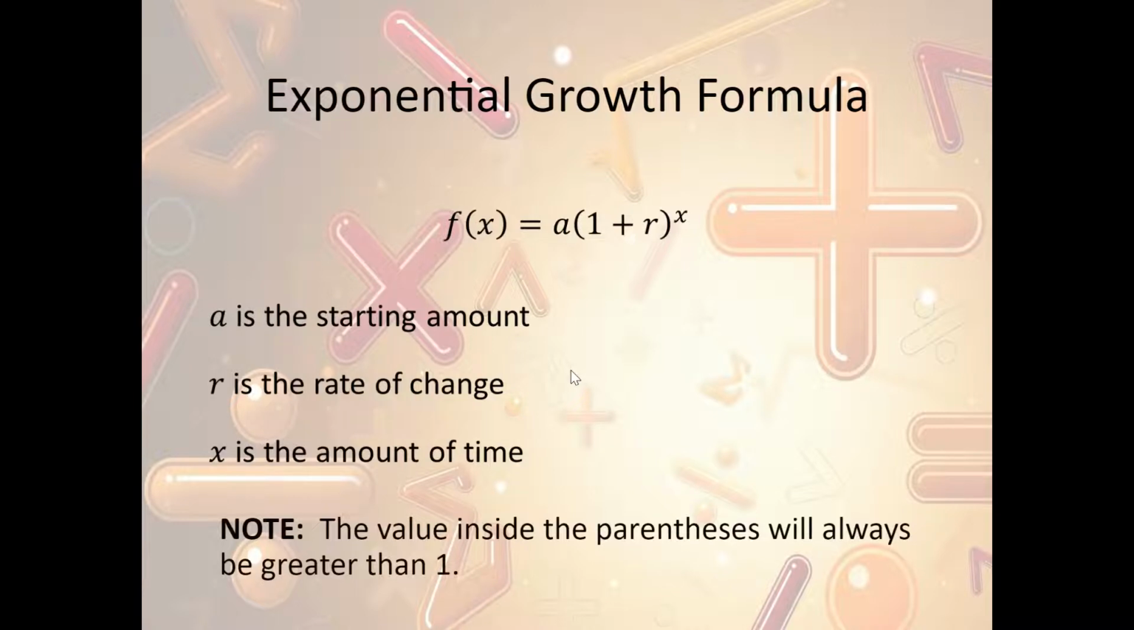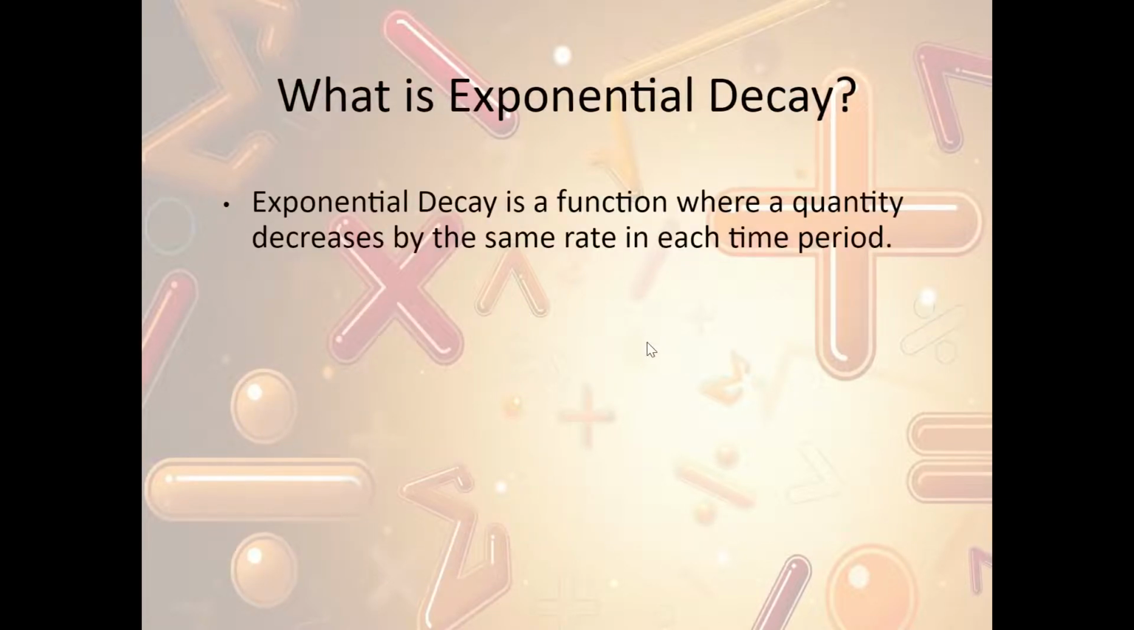Now notice the value inside the parentheses will always be greater than 1 with exponential growth because I'm adding 1 plus some number. It doesn't matter what number that is, it won't be negative, so we know it'll always be greater than 1.